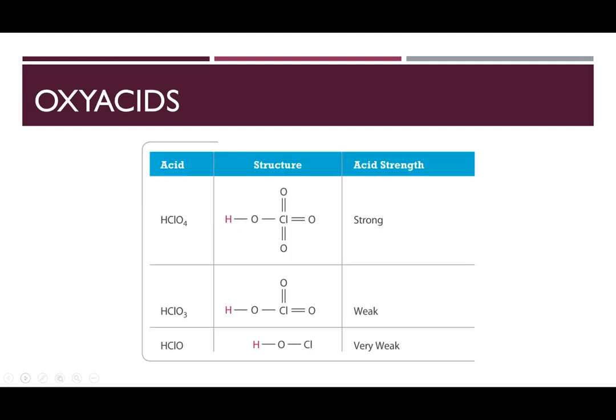Okay. So here we see just working our way, I guess, down the table. We've got 4 oxygens, 3 oxygens, 1 oxygen attached to that chlorine, and we see strong, weak, to very weak. So again, these oxygens are pulling the electrons away from that hydrogen and out the other side. Okay. So more oxygens, stronger the acid.